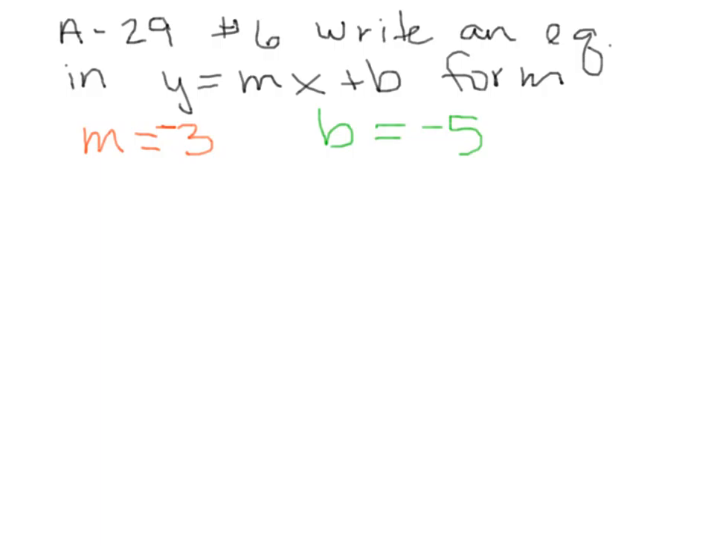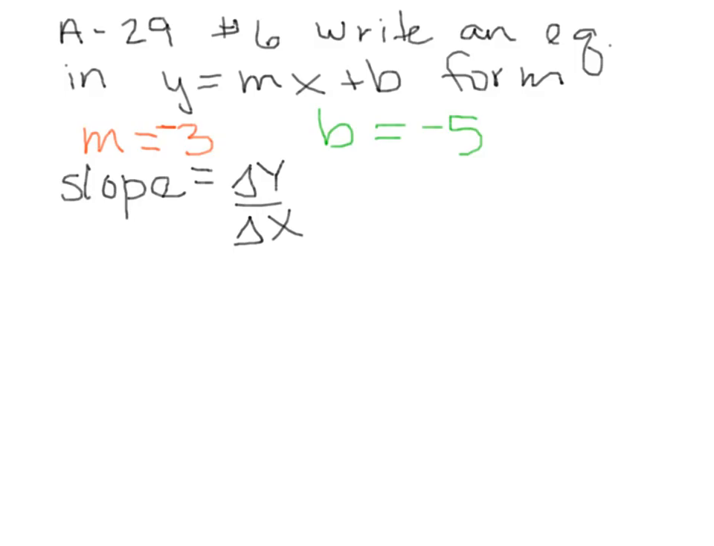Alright, this one ought to happen really quickly. I have A-29, number 6. I'm going to write an equation in the form y equals mx plus b, which is slope-intercept form. And m, they told me, was -3, and b is -5. So I'm going to go ahead and plug these into my equation. Once again, m is my slope. My slope is the change in y over the change in x, or as Catherine likes to say, triangle y over triangle x.